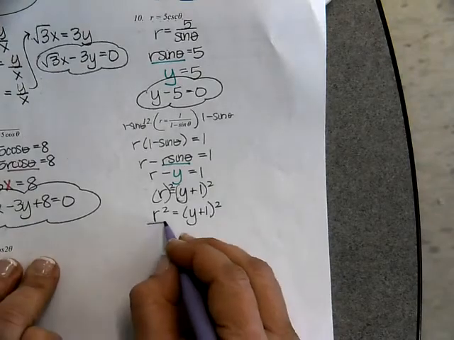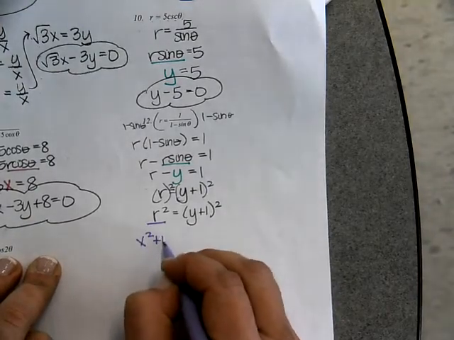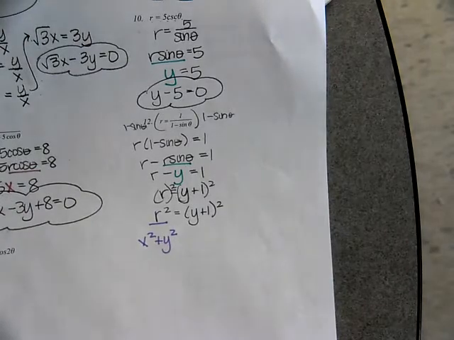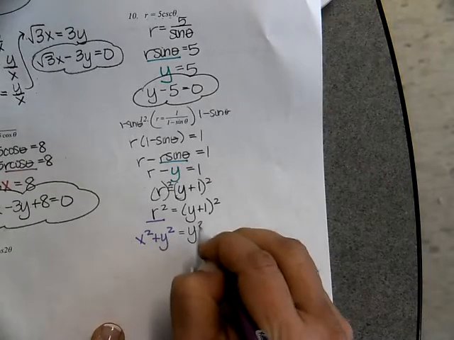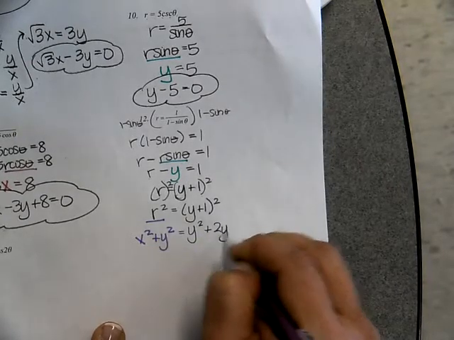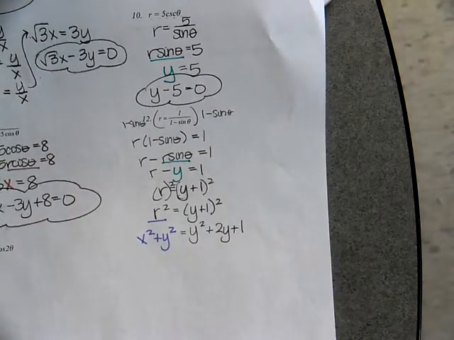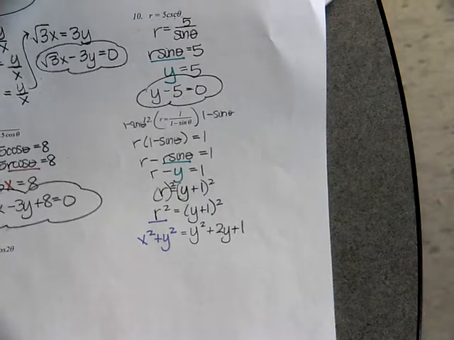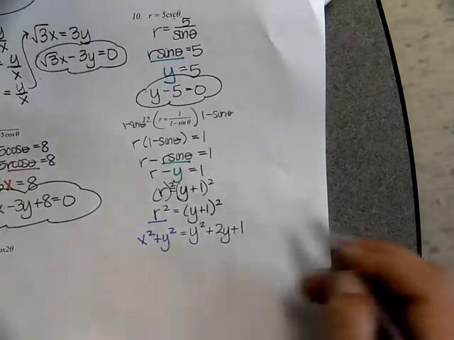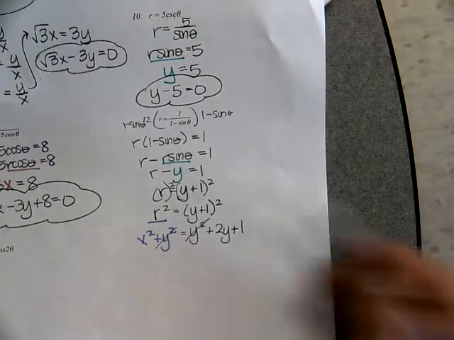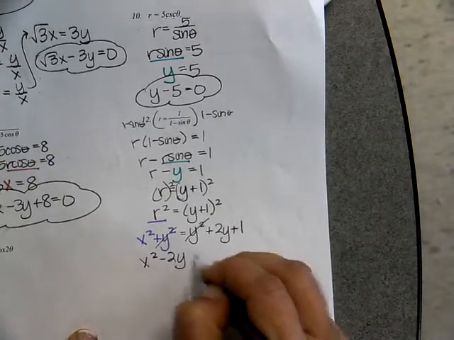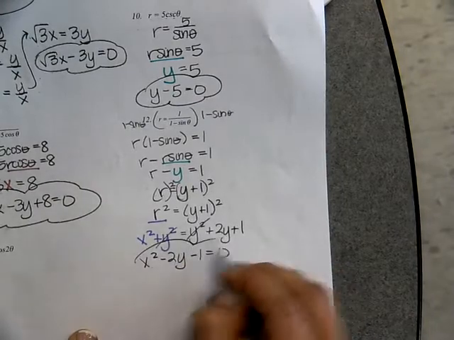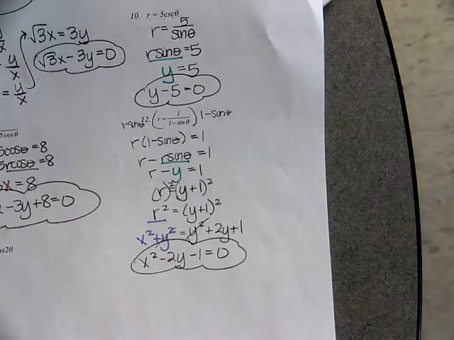And the reason we wanted r squared is because r squared can turn into x squared plus y squared. And then over here, I'll flesh this out. This gives us y squared plus 2y plus 1. And look, now everything is in the rectangular variables x and y. So if I try to get one side equal to 0, look, you guys, the y squareds cancel out. So I have x squared minus 2y minus 1 equals 0. And there we go.